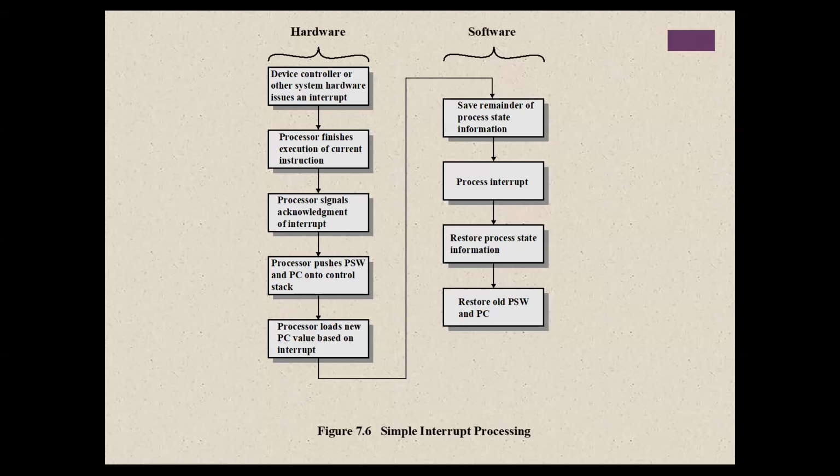Again, when interrupt processing is complete, the saved register values are retrieved from the system stack and restored to the registers. The final act is to restore the PSW, the program status word, and the program counter values from the stack. As a result, the next instruction to be executed will be from the previously interrupted program.